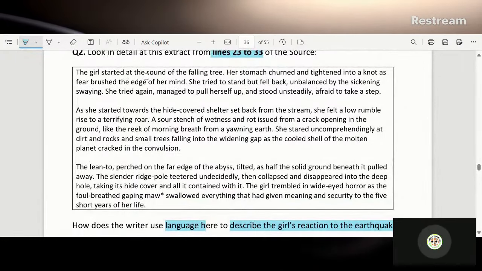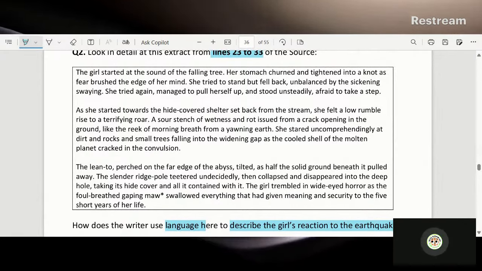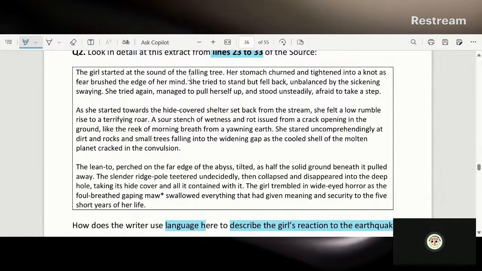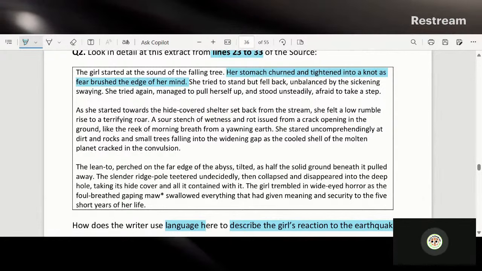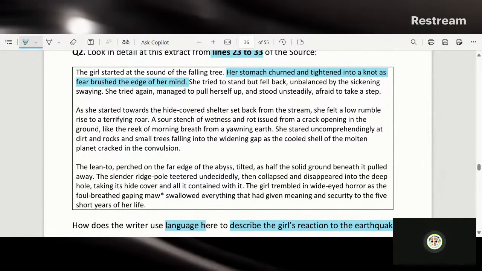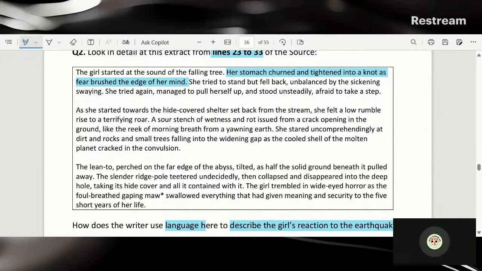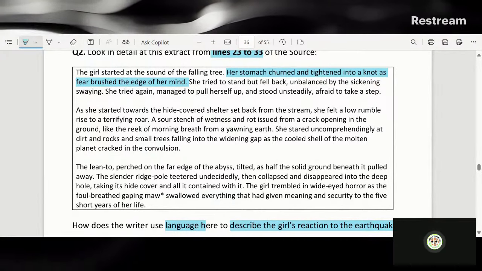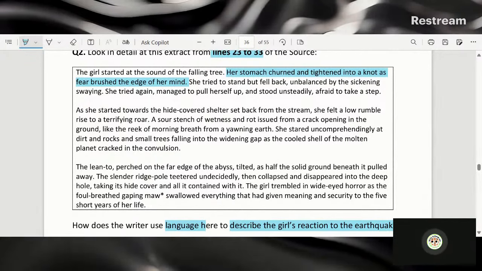The girl started at the sound of the falling tree. Her stomach churned and tightened into a knot as fear brushed the edge of her mind. That's quite figurative. We can talk about that. You've got loads of verbs there as well, like churned and tightened, which we can focus on, suggesting her fear. She tried to stand up but fell back, unbalanced by the sickening swaying. She tried again, managed to pull herself up, and stood unsteadily, afraid to take a step.